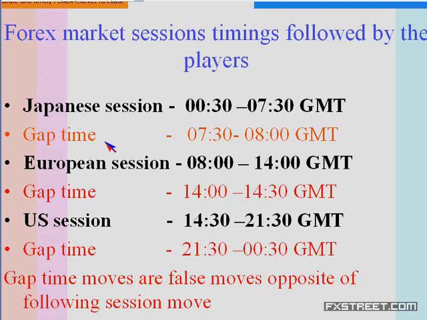So during the gap time, they are expected to make the false move, because if they gain the levels during the gap time, that means the first 30 minutes they are expected to drop the level. You would have noticed that during the gap time they made a nominal dip and then pumped up from the start of the European session.